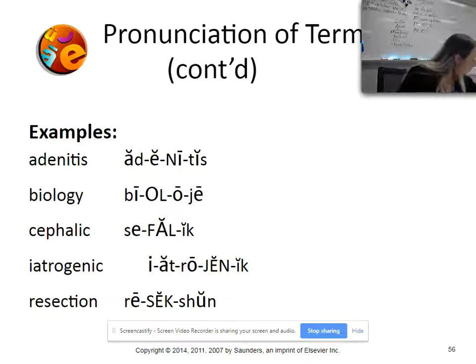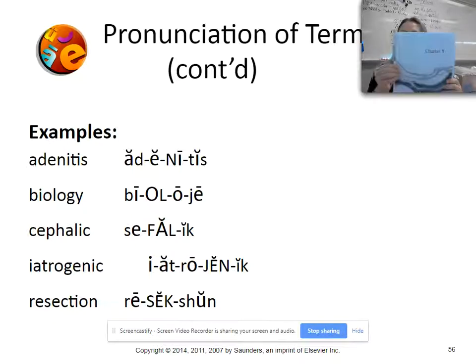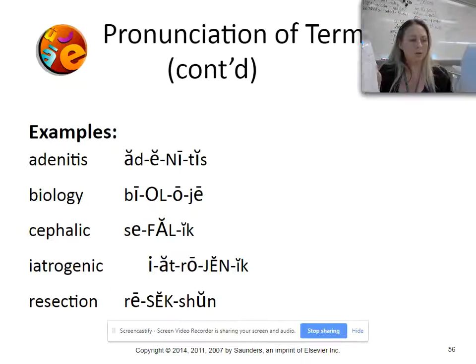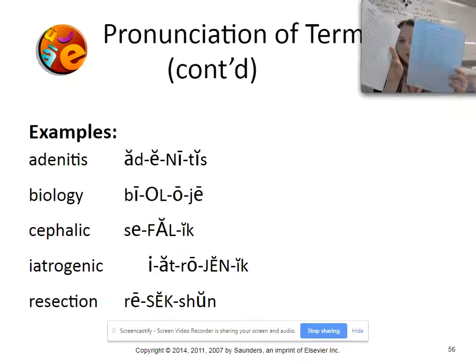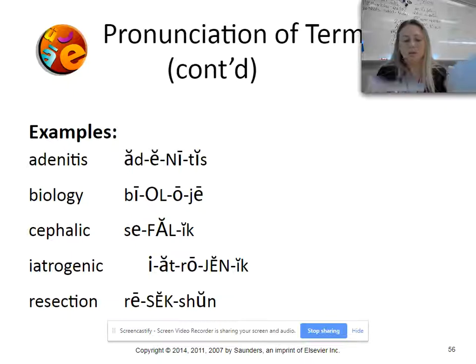I also had the worksheets copied for you. These are all the chapter 1 worksheets. It's a lot, so I'm not going to grade them for completion, but I do want to be able to go over them with you. So please get as much done as you can. I don't expect everything to be done by all means, but it's good practice, and you're not going to learn medical terminology unless you practice.